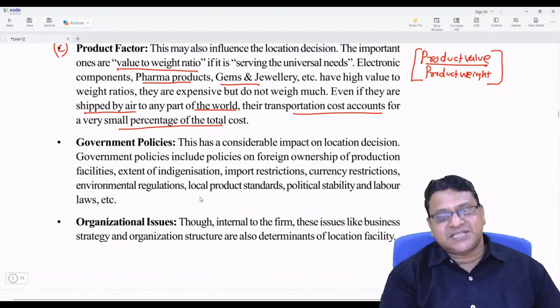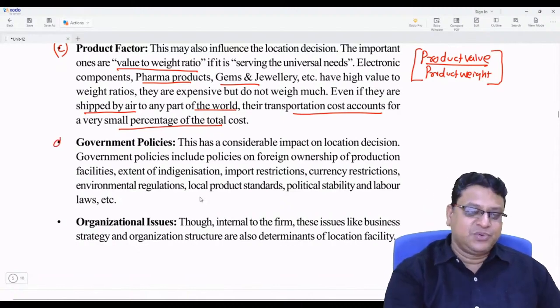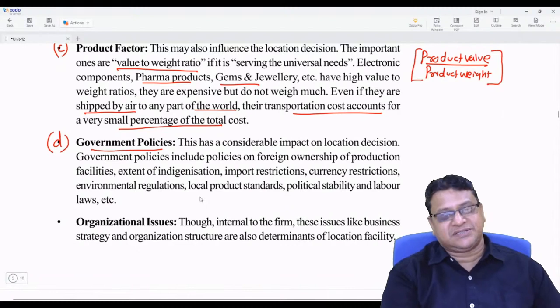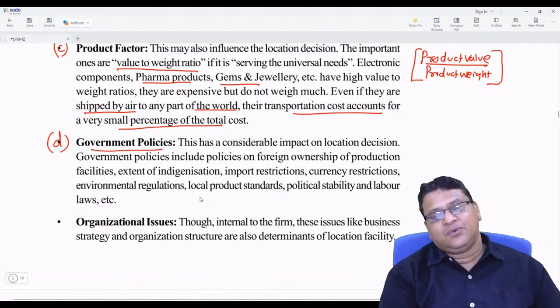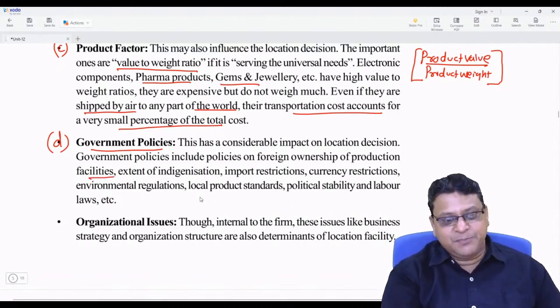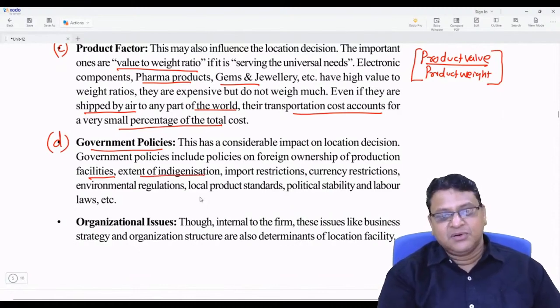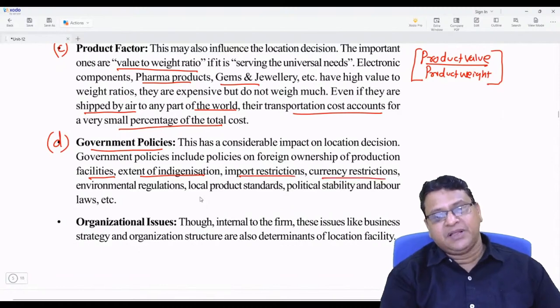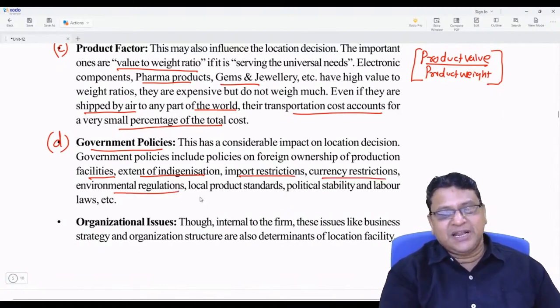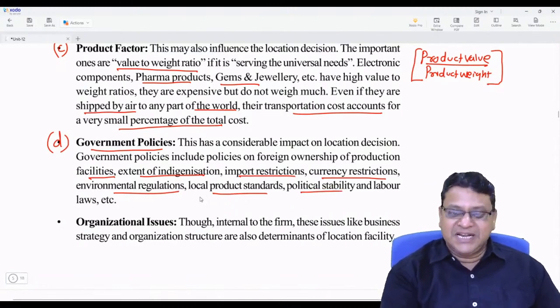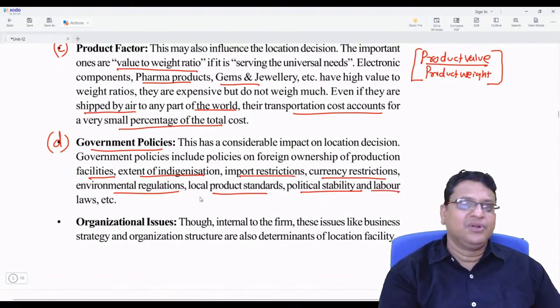Then the next factor which we consider is government policies. What is the policy of the government towards production facility provided? What is the facility provided by the government? What is the extent of indigenization? What is the import restriction of the government, currency restriction, environmental regulation, local product standard, political stability, labor laws? All these factors decide the production base.